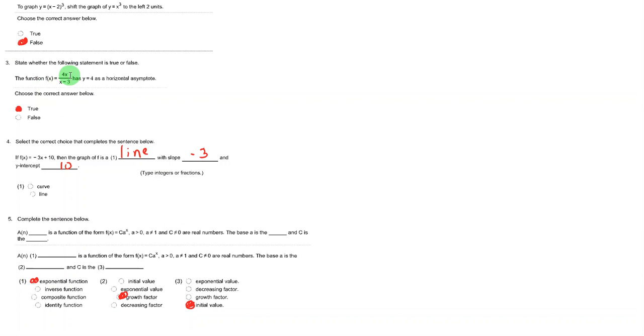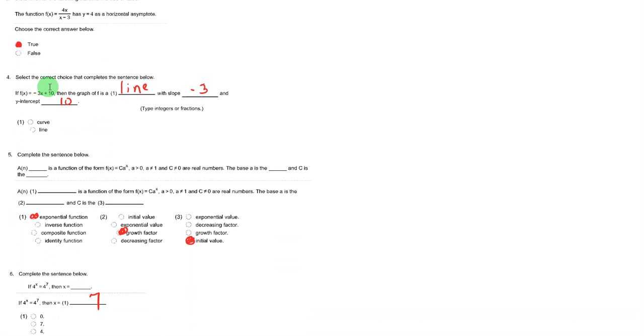The function f of x equals 4x over x minus 3 has y equals 4 as a horizontal asymptote. Well, remember, we find the degree of the top is 1, the degree of the bottom is 1, and so the horizontal asymptote is the leading coefficient, which is 4, over 1. So y equals 4 is the horizontal asymptote for that one. Number 4, if f of x is negative 3x plus 10, the graph of f is a line, and you have a choice here, with a slope of, mx plus b right there, negative 3, and a y-intercept of 10.